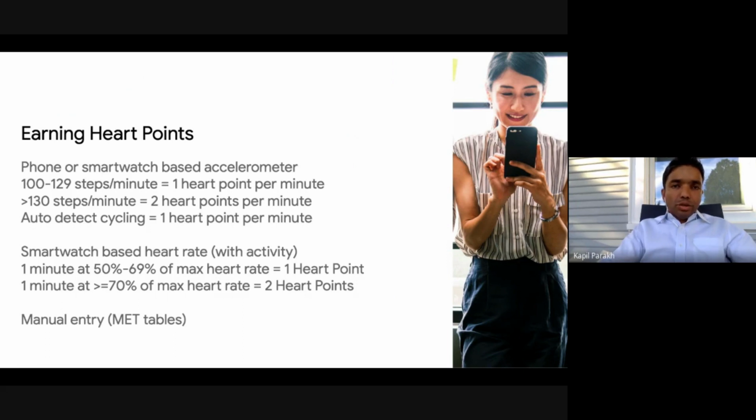Google Fit will use the percentage of maximum predicted heart rate to award heart points. So 1 minute at 50 to 69% of your max predicted heart rate will result in 1 heart point per minute. And if you're working at greater than 70% of the max predicted heart rate, then that's vigorous intensity, and 1 minute of this intensity of activity will result in 2 heart points.